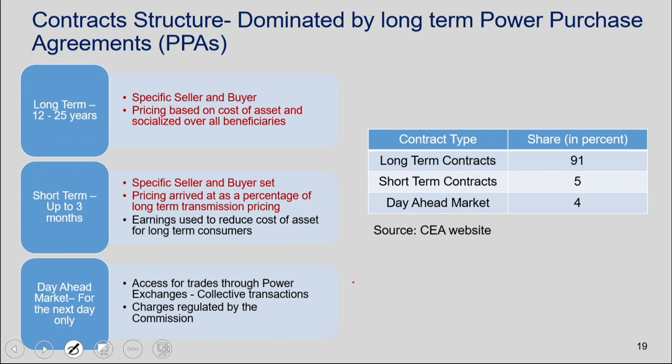Now, the interesting thing is, what is the contract structure in power? Broadly, we have two kinds of contracts. One is long-term contracts, and 90% of power is based on that. Specific sellers and specific buyers enter into power purchase agreements, PPAs, for 12 to 25 years. I don't know how they price over 25 years, but they do. It's a pretty hairy, complicated business. Then you have short-term contracts, which account for about 5%. And the power exchanges, the almost daily selling and buying of power, are about 4%. So long-term contracts are still a very big component of the power market in India.